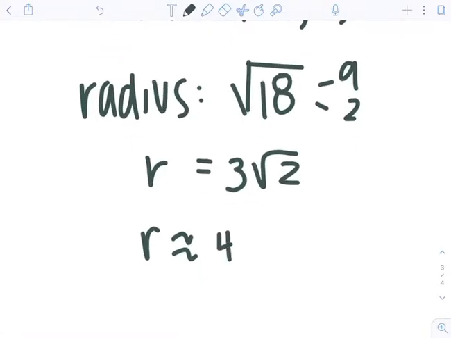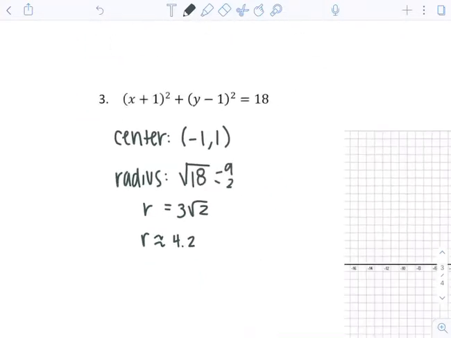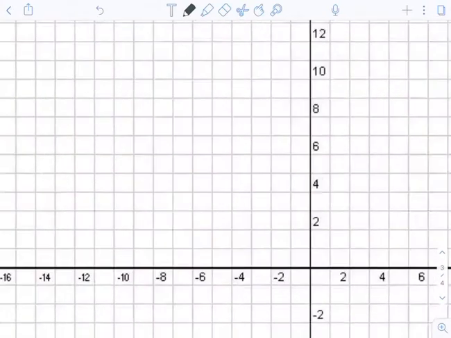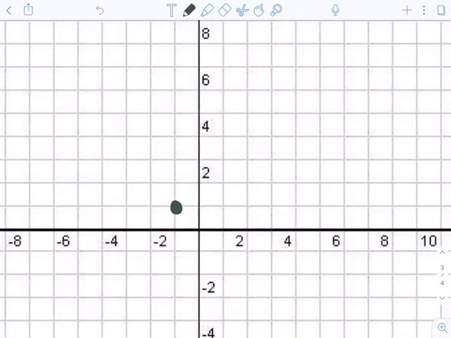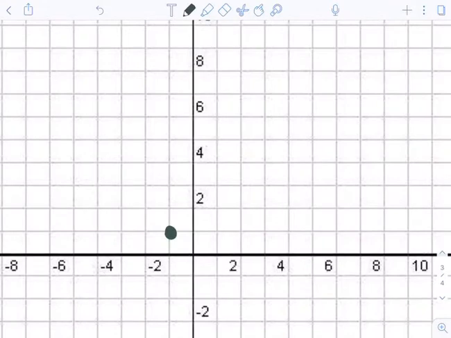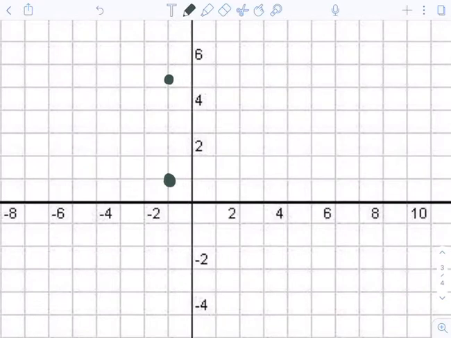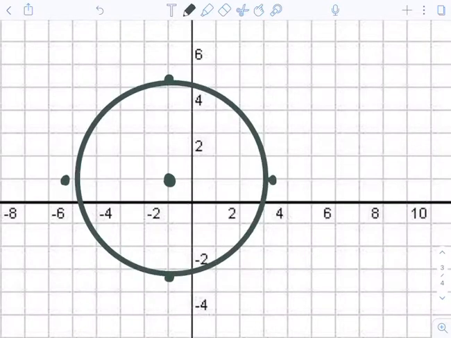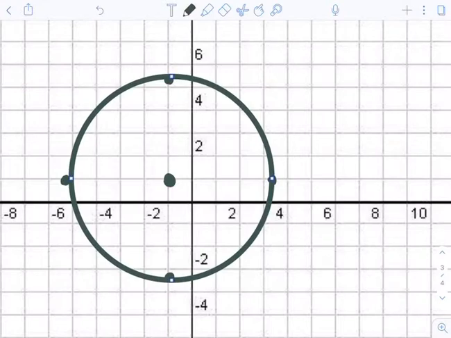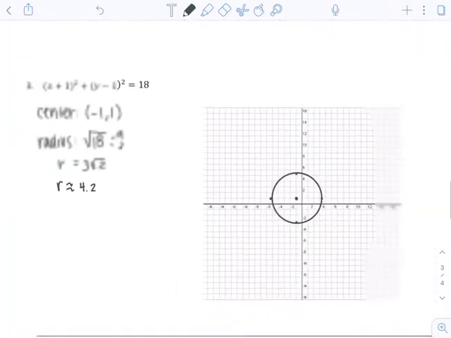So I'm going to go a little past 4. So my center's at -1, 1, and I'm going to count up 4, 1, 2, 3, 4, and a little bit past it. I'm going to do the same thing down, 1, 2, 3, 4, a little bit past it. Same thing to the right, 1, 2, 3, 4, a little bit past it, and then to the left, 1, 2, 3, 4, a little bit past it. Now let's connect our points. And there's my circle.